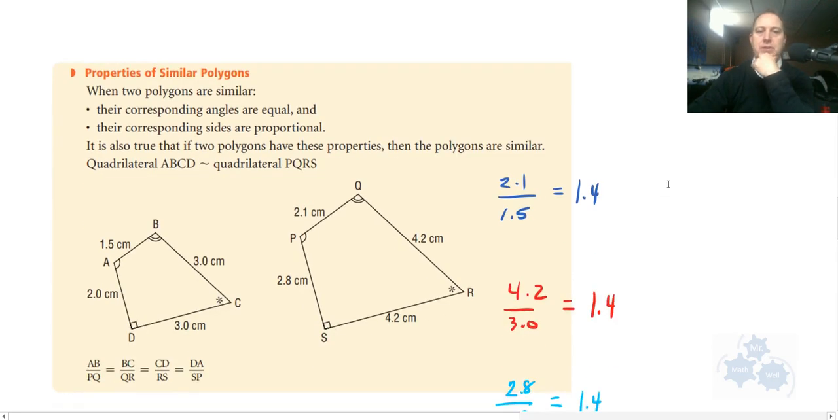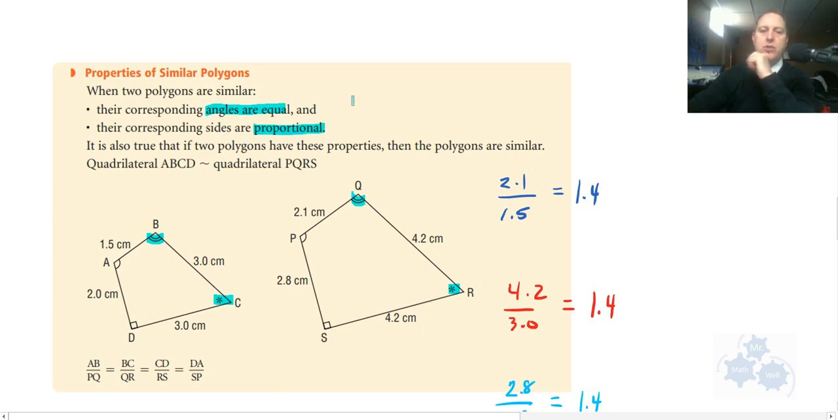What about some properties of similar polygons? Okay, so as we said, the properties would be that corresponding angles are equal. Notice this angle B and angle Q, they're corresponding, and they would have to be the exact same. The same with C and R and so on. Okay, A and P. Corresponding sides are proportional.